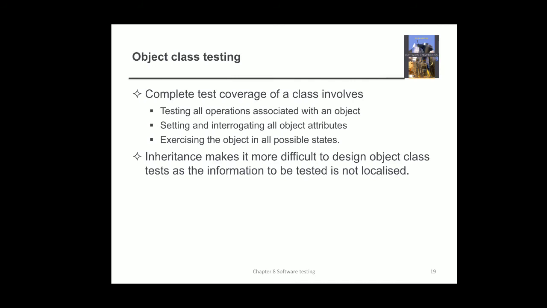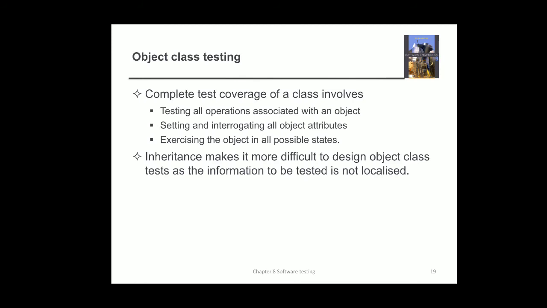Object class testing: how are the object classes tested? Complete test coverage of a class involves testing all operations associated with the object, which might have multiple operations that will be tested separately. Then setting and interrogating all object attributes: there might be multiple attributes, we give values for them and test. And exercising the object in all possible states: there might be multiple states through which our object goes through its transitions, so we set all the states and go for testing.